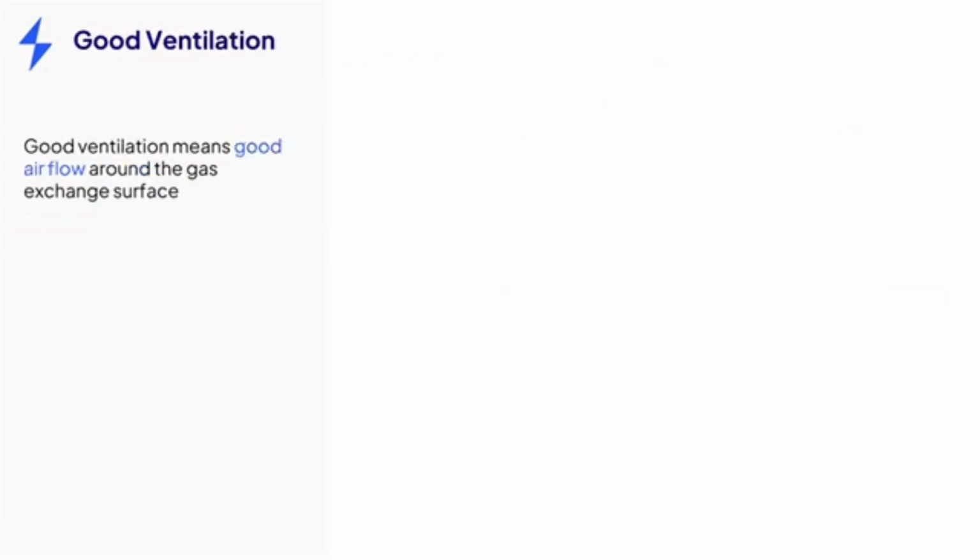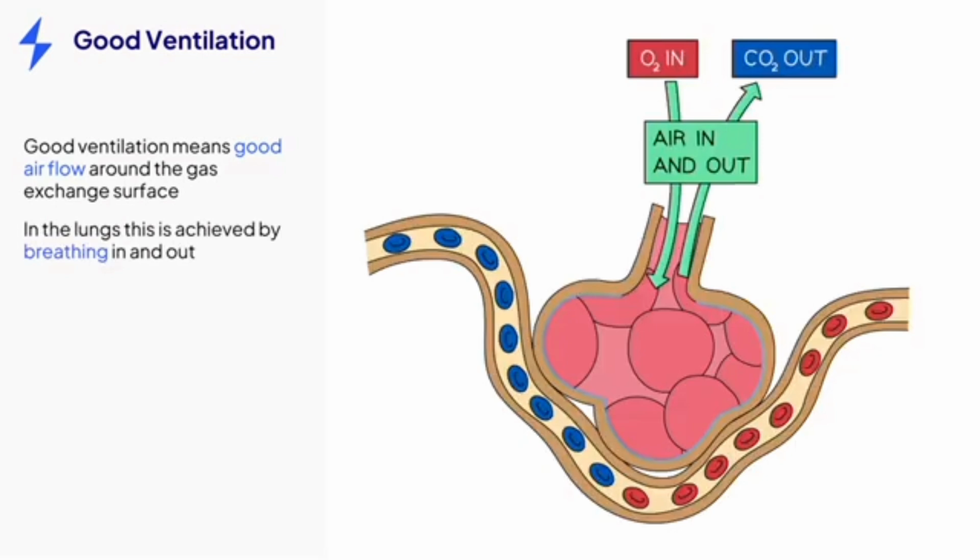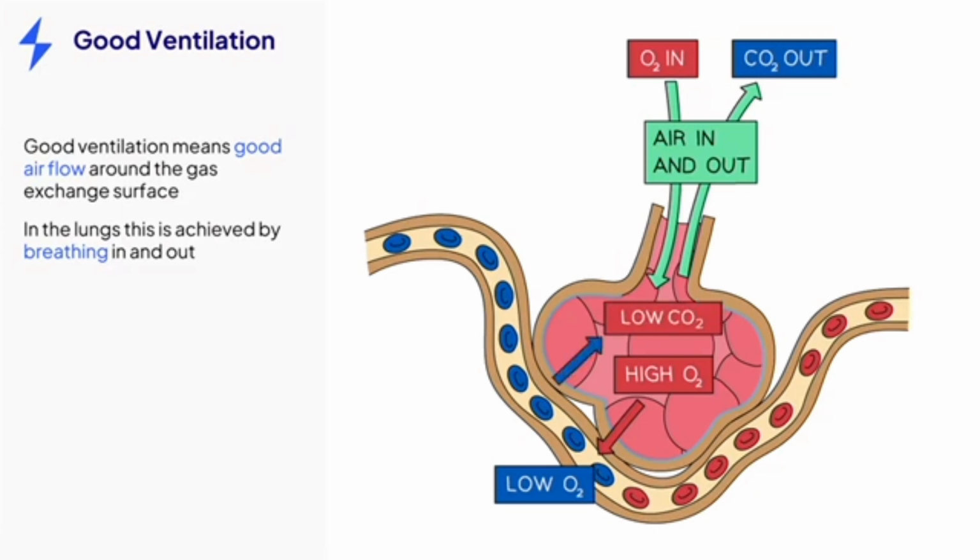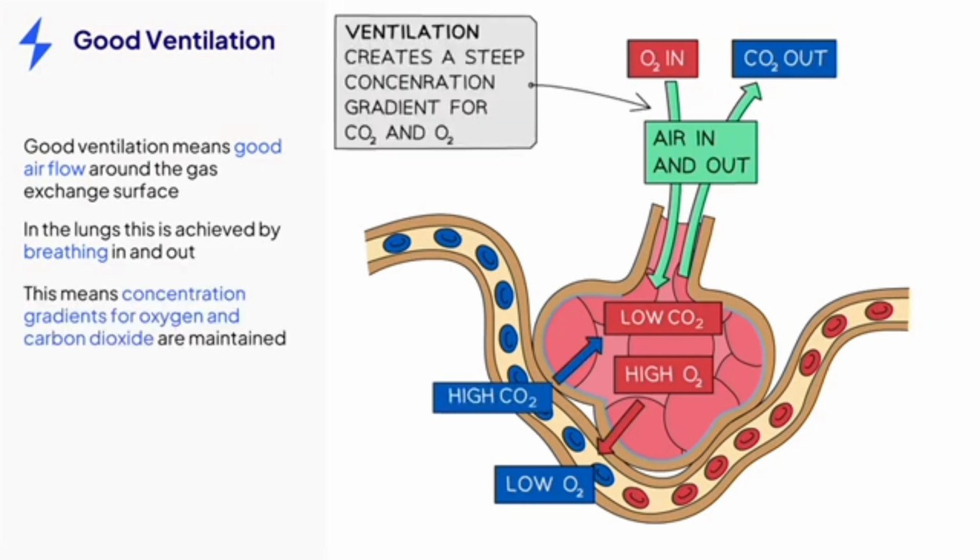Good ventilation means that there's plenty of airflow around the gas exchange surface. In the lungs, we constantly breathe in and out, meaning that we replenish the air inside each alveolus. This means that there is always a high concentration of oxygen inside the alveoli, ready to be diffused into the blood where it is at a low concentration. When we breathe out, we remove the carbon dioxide from the alveoli, meaning that it is always low inside the alveoli, so more can be diffused from the blood where it is at a high concentration. This is called a concentration gradient, and it is vital for diffusion to occur, moving substances from an area of high concentration to an area of low concentration.